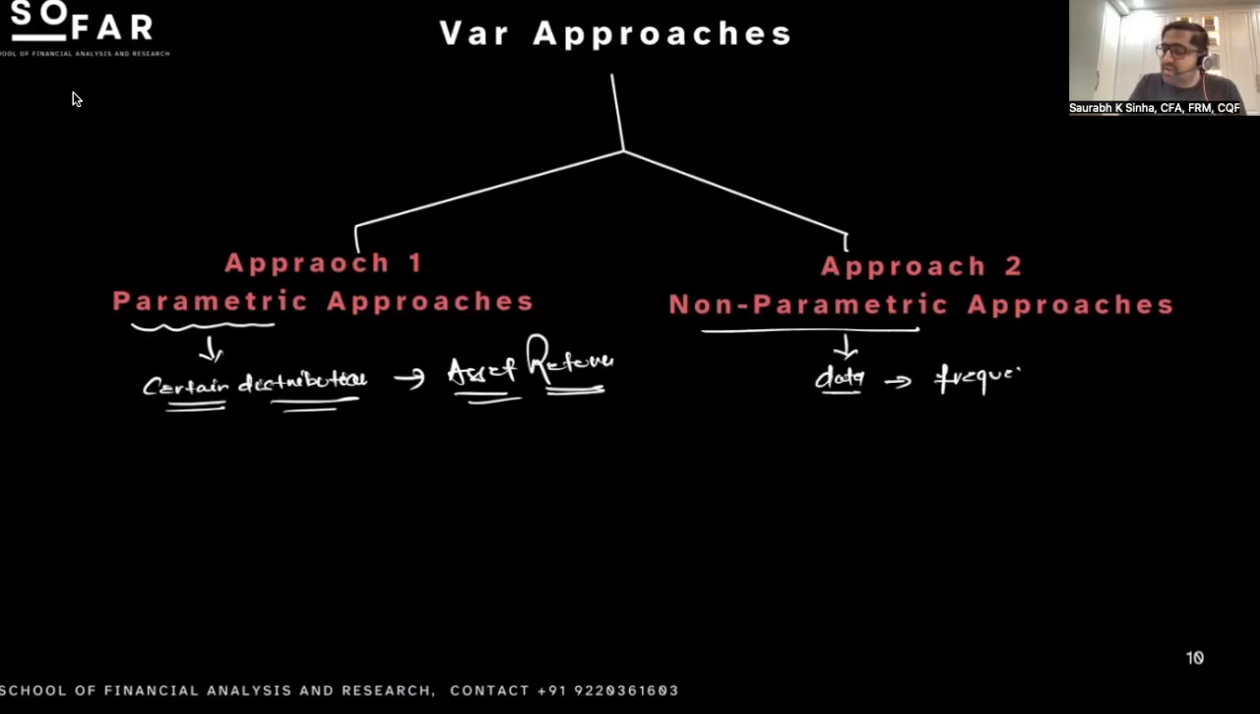If you're not assuming any distribution and you're just playing with the data itself, because data will have frequency, right? And based on those frequencies you're trying to calculate your VaR, not assuming any distribution, normal, t, chi, none of the distributions that you have studied, and just playing with the data and the frequency of the data, then that is a non-parametric approach. Okay? There are many approaches for VaR, but the only approach that you have to study in FRM Part 1, Part 2, or the CFA curriculum is the analytical approach.